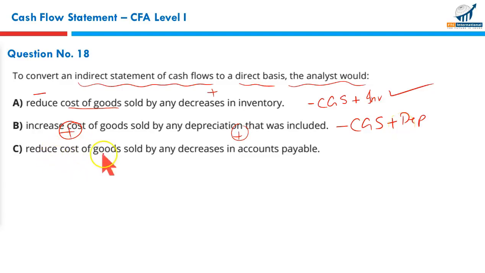Last, reduce cost of goods sold, which we take as negative. CGS is negative. Reduce cost of goods sold by any decrease in accounts payable.